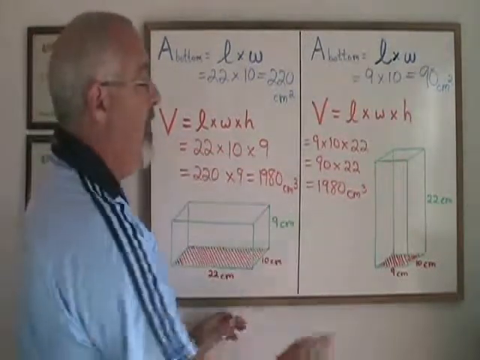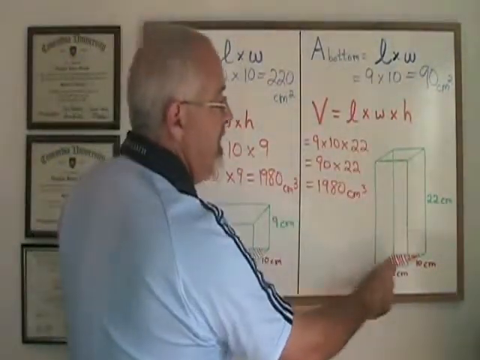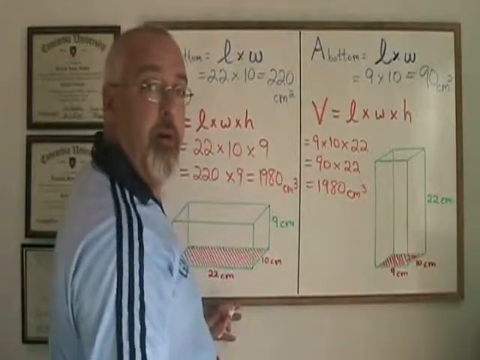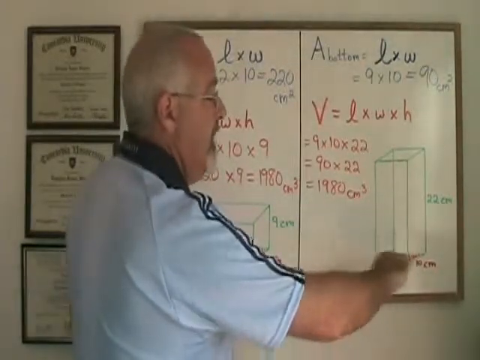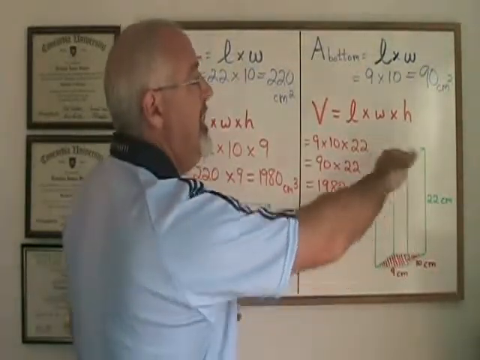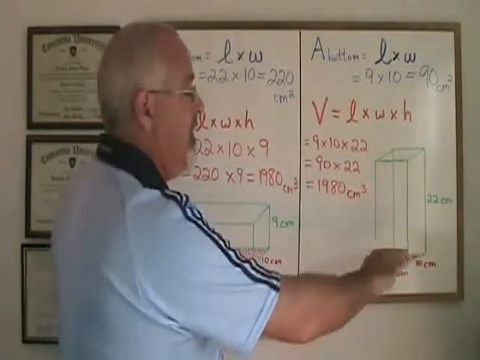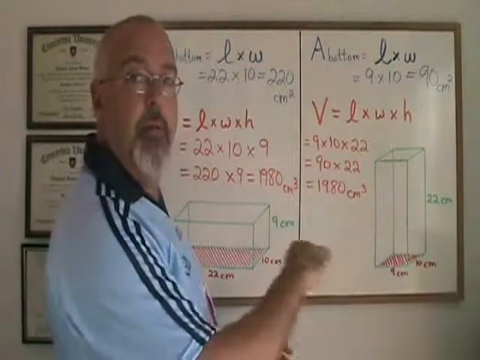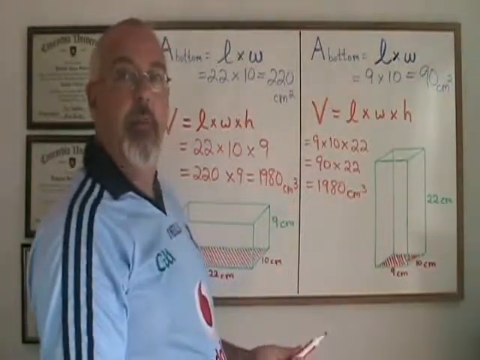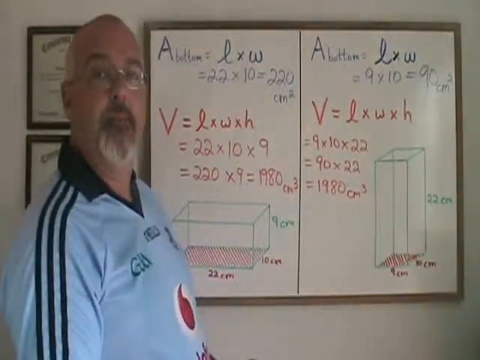Same here, the length times width is the area of the red rectangle on the bottom, and if we stacked enough of those all the way up to here, then we would be finding the volume, because all of those red rectangles would be filling up the box. Filling up the box is volume.